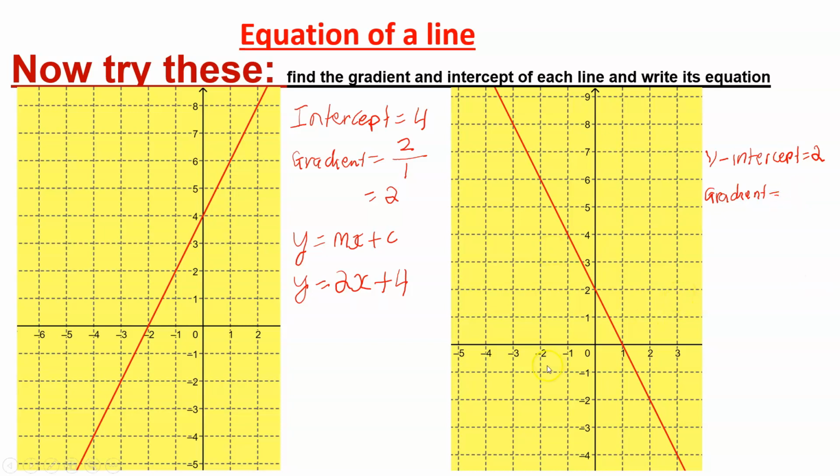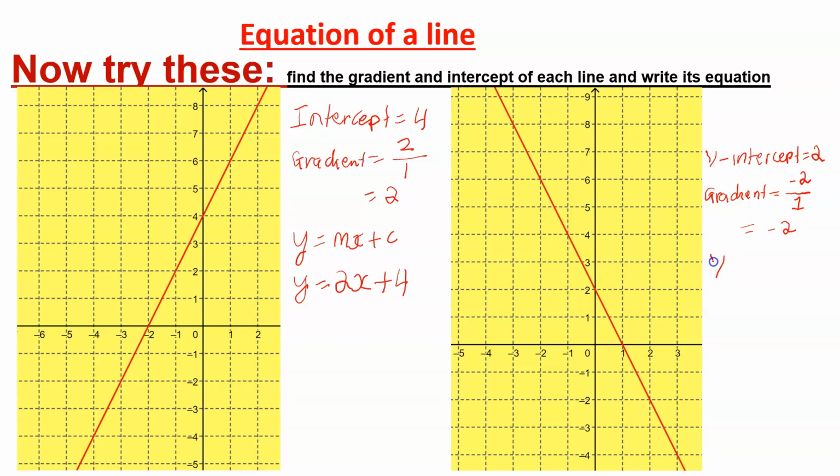Now, if I start from this point, for example, and I go this way, one step, I need to go 2 down to catch my graph. So every one step which I take horizontal, I need to take 2 down. 2 down simply means minus 2. That ended up the gradient of minus 2.